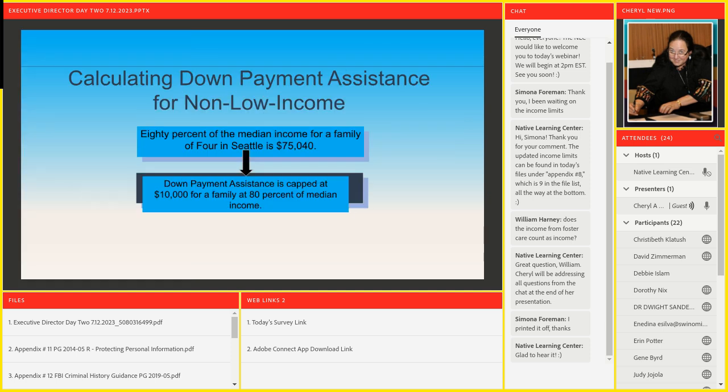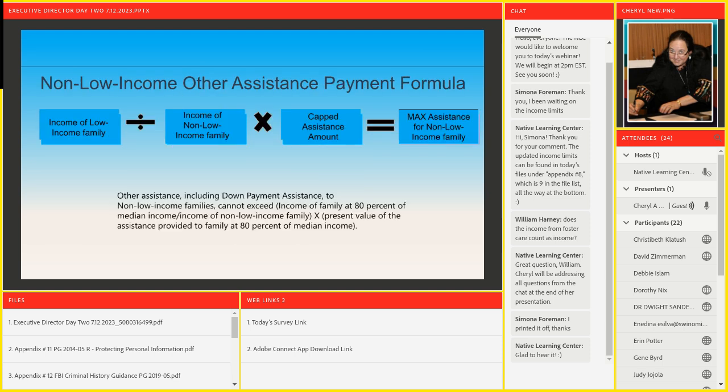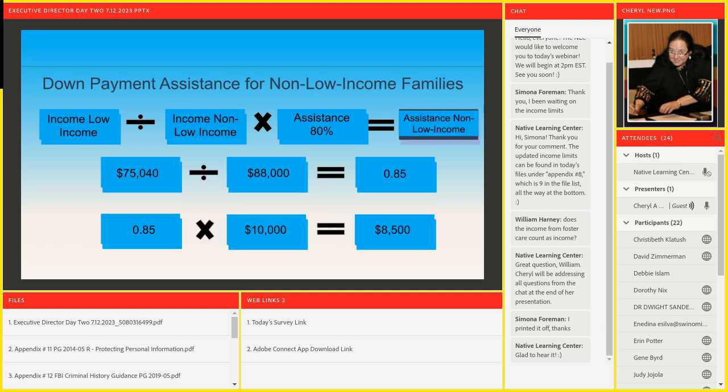So we still got our family at $75,040. Down payment assistance is capped at $10,000 for your families at 80% or less of median income. You take the income of your low-income family, divide it by the income of your non-low-income family, multiply that times that capped assistance amount, and that is the max assistance you can give your non-low-income family, okay? So there it is. Your income of your low-income family, $75,040.